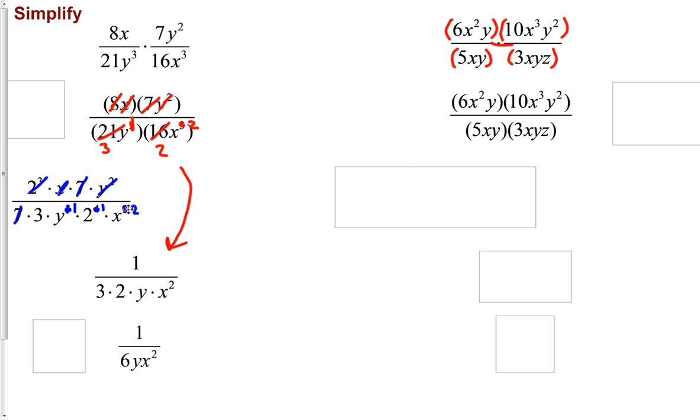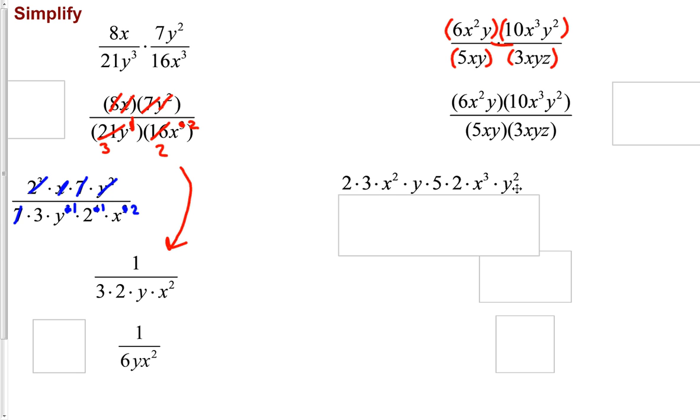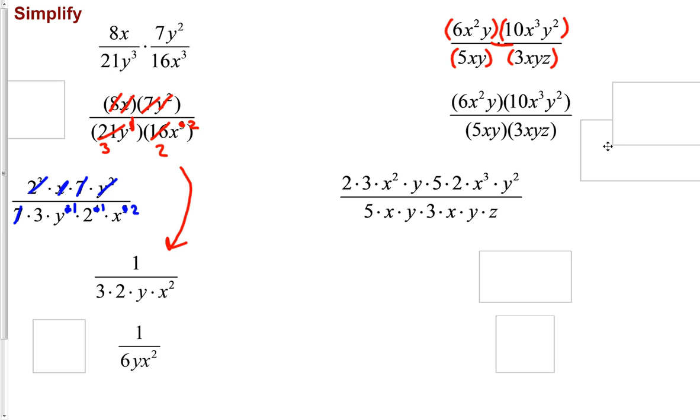Now, again, I'm going to show you both ways here. So let's factor this out all the way. We have a 6, which is 2 times 3. We have an x squared and a y. Leave those as is. 10, which is 2 times 5, and then x cubed y squared. So that's exactly what we got here. In our denominator, 5 is prime. We have x and y just as they are. We have 3, x, y, z, and we'll just leave those exactly as they came to us, because all of those are either prime or in their simplest form at the moment.